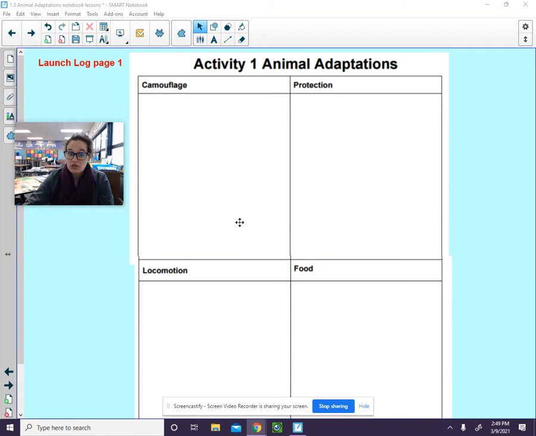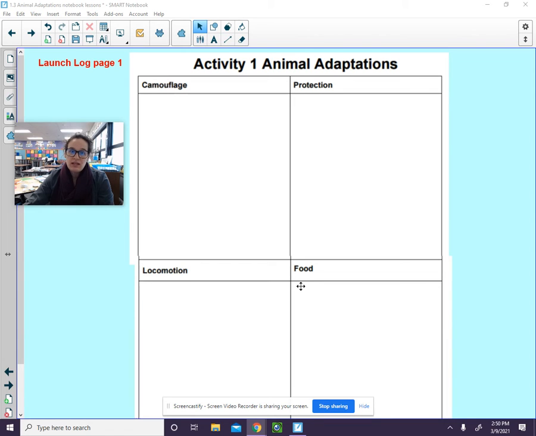We will need our launch log and some coloring tools today. Once you have those materials, you can open to page 1 of the launch log. We will be drawing pictures of animals that fit under each of these different adaptations.